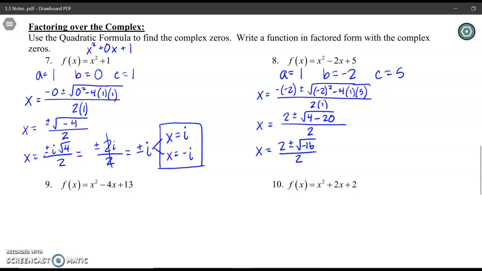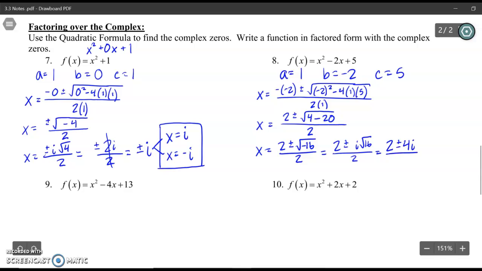Now I've got that negative underneath the square root, so I need to bring in some imaginary numbers. So I have 2 plus or minus i times the square root of 16, over 2. The square root of 16 is 4, so I can replace that with 2 plus or minus 4i over 2. And that looks pretty simple. It's pretty simplified. I can actually do one more step though. I can change this to 2 over 2 plus or minus 4i over 2.